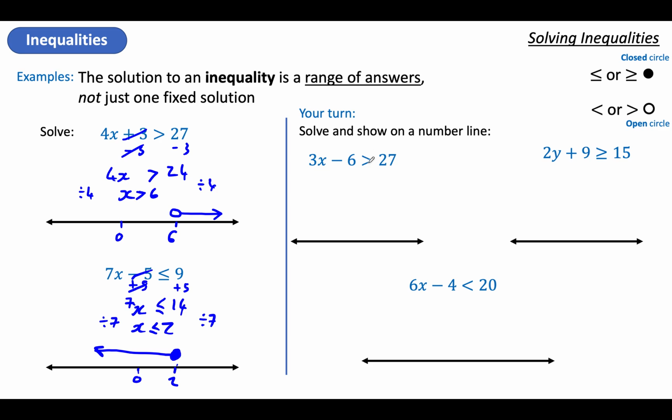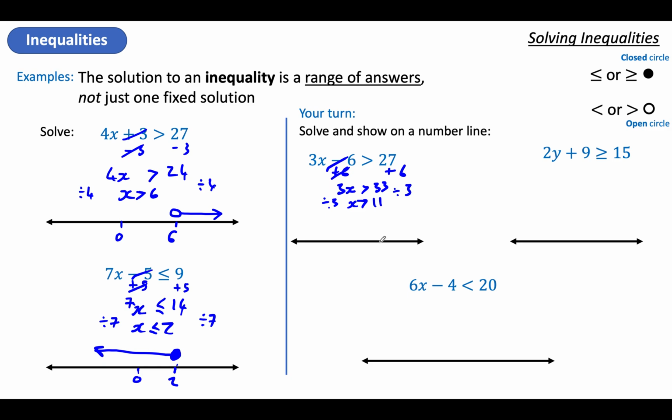3x take away 6 is greater than 27. Okay, well, let's add 6 to both sides of the inequality, because 6 take away 6 is nothing. So 3x is greater than 27 plus 6, which is 33. Now I don't want 3x's. You can probably guess what 1x must be worth just from looking at it. Let's do it officially. Let's divide it by the 3. 33 divided by 3 is 11. So x is bigger than 11. Literally, it's not rocket science, x is literally anything bigger than 11.